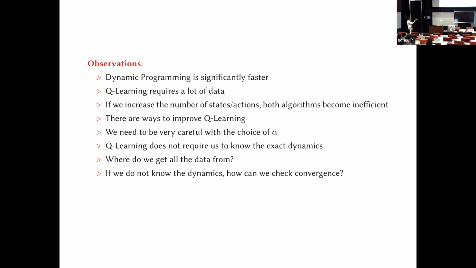Another thing which I find interesting is, for Q-learning, we want to use it when we don't know the dynamics. If we don't know the dynamics and the algorithm spits out a policy, how can we check if that's any good? Because we don't have dynamics, we cannot judge. We cannot compute the value function exactly. Maybe we've chosen the wrong learning rate and it throws out something terrible. So what do you do?